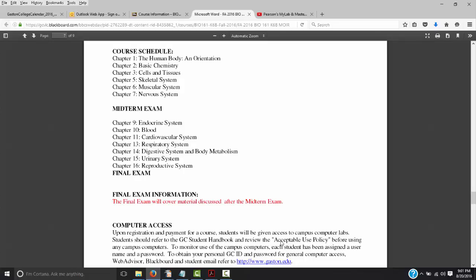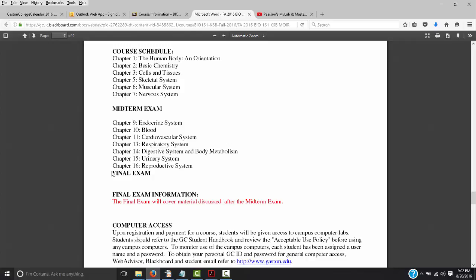Here's our course schedule. Remember, we will be doing a chapter a week, both a chapter module and a chapter quiz. The chapter 1, the human body and orientation, then basic chemistry, then cells and tissues, skeletal system, muscular system, and then nervous system. And then we'll have our midterm exam. The midterm exam covers everything that we've covered up to that point. All right, after midterm, we have the endocrine system, blood, cardiovascular system, respiratory system, digestive system, urinary system, and then reproductive system. And then our final exam.